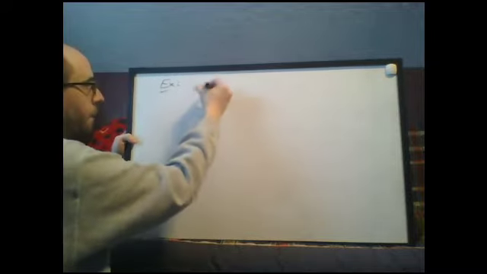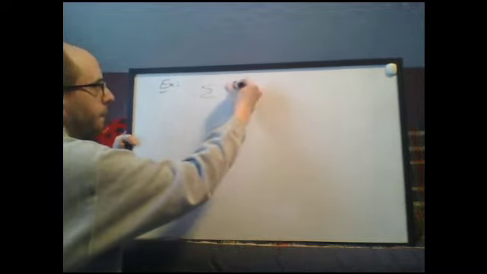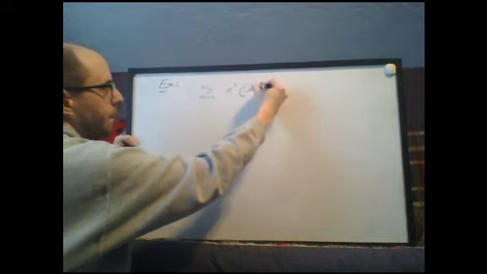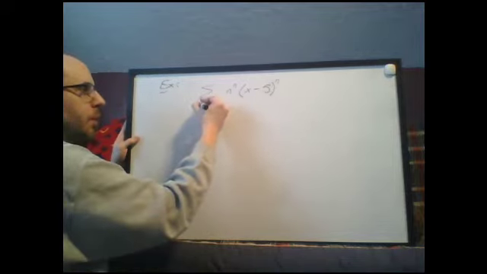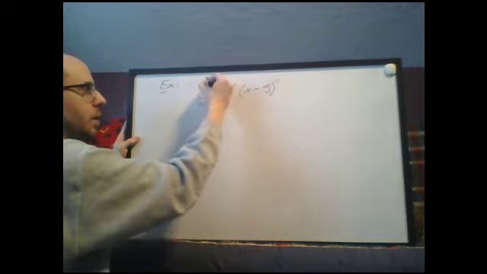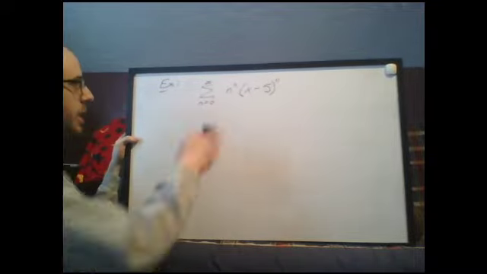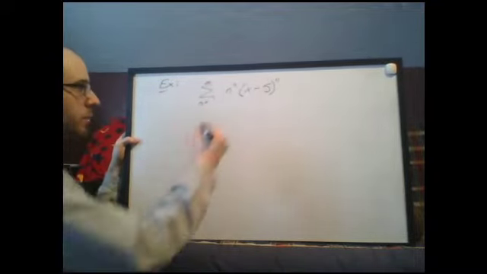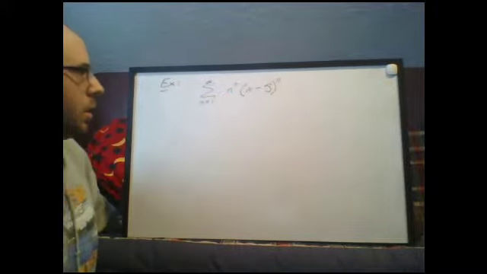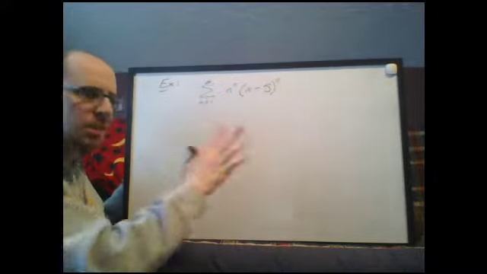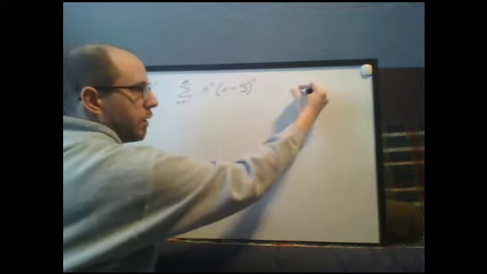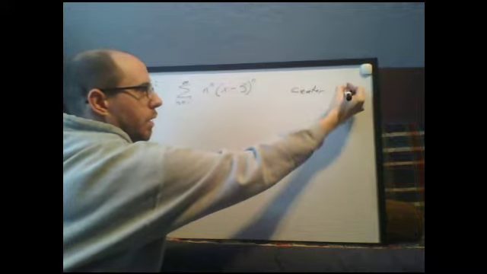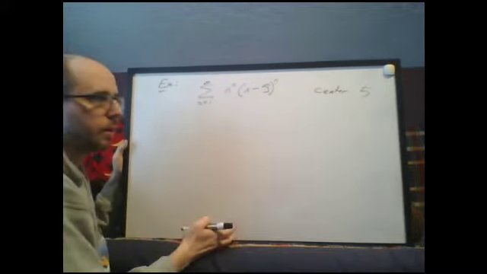If I had something like n to the n times x minus 5 to the n. Let's see, if it's n to the n, I can't have n equals 0. That's undefined. So start with 1. It doesn't affect anything about convergence considerations. But the center for this would be 5, because it's x minus 5.